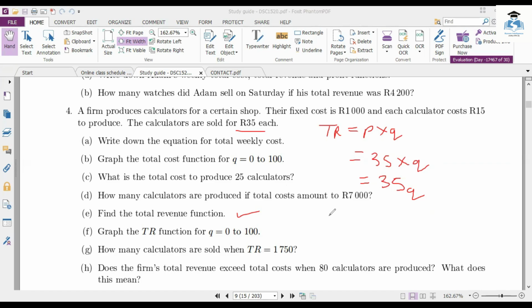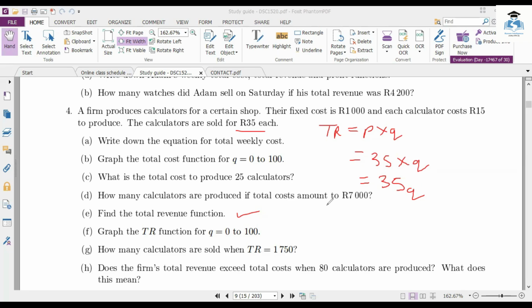So now we are moving on to the graph. Remember when we started, I said the graph for TC starts from the fixed cost line. You saw it in our previous example. But this one, the TR, it starts from 0.